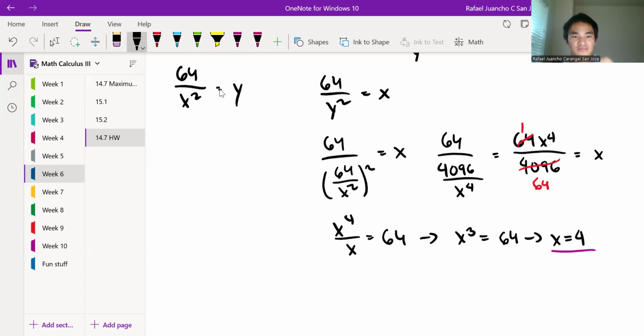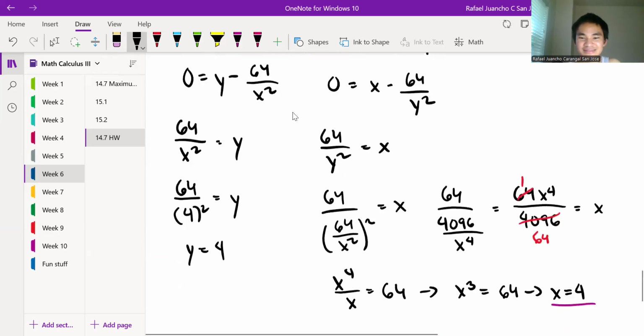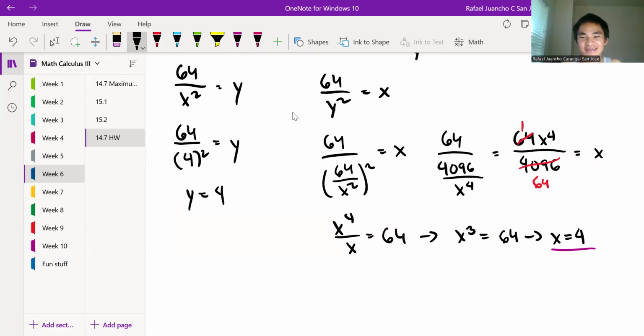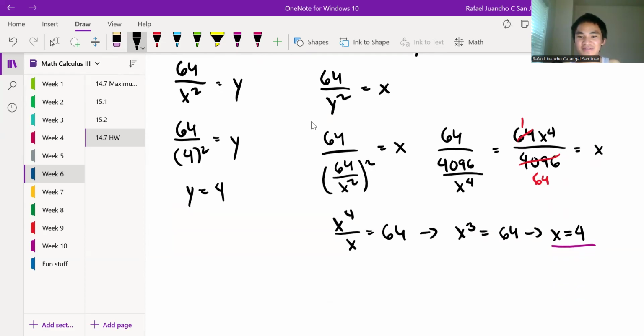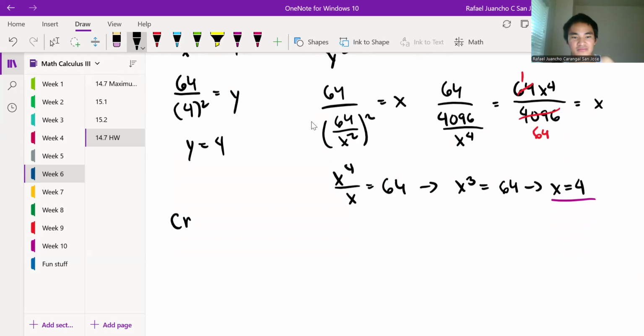I plug it here. Now this is 4. That's 4 times 4, 16. 64 divided by 16 is 4. So y is, funny enough, also a 4. Yeah. And then from there, now I have my critical point. So I only have 1, which is 4, 4. Right? Based on this x, I got a corresponding y value.